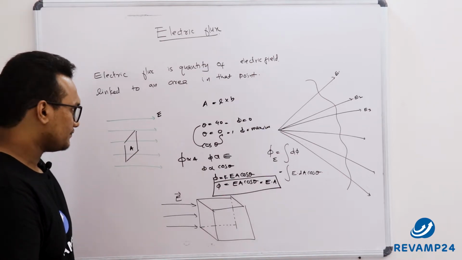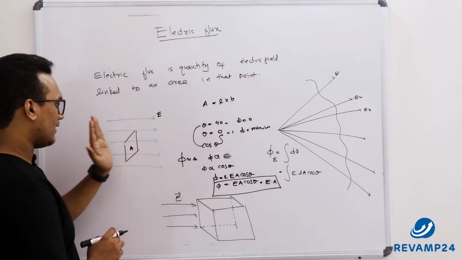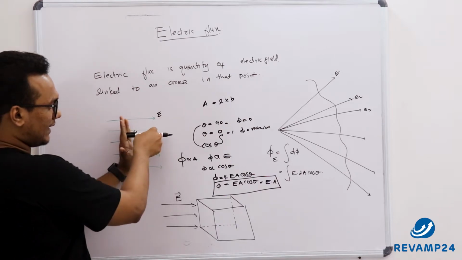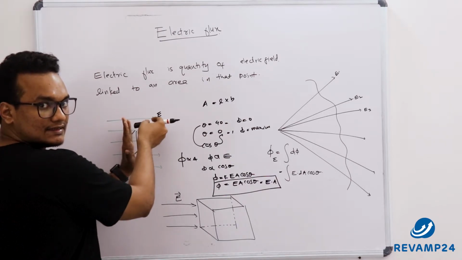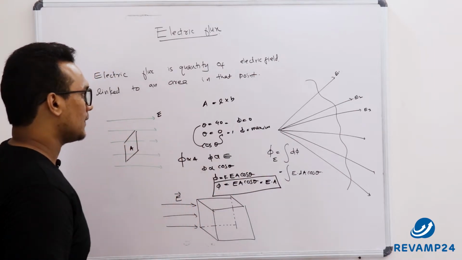Now in this case, the direction of A is in this way and the field is in this way. Both of them are parallel, the angle is 0, so that will be EA cos 0, simply EA here.